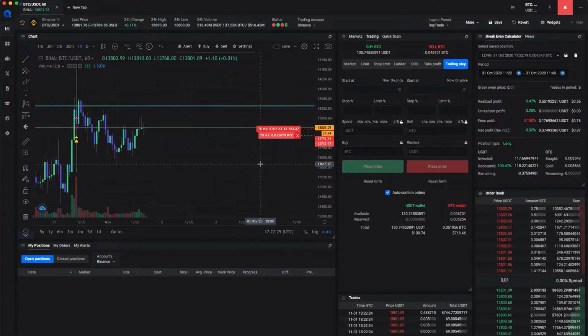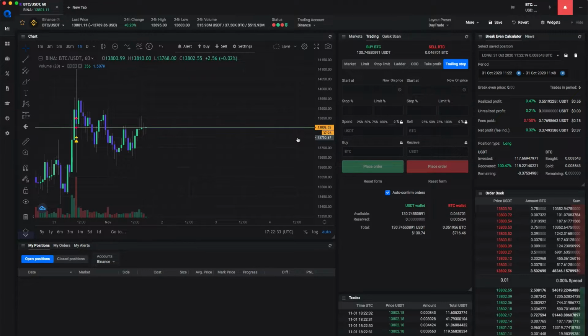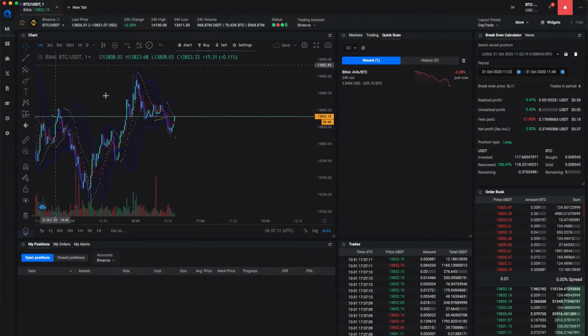So that's how you set up the take profit and trailing stop limit. But how is it used in the trading strategy? In the next part I will show you a real trade where both functions are used.